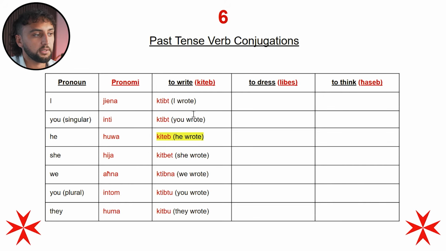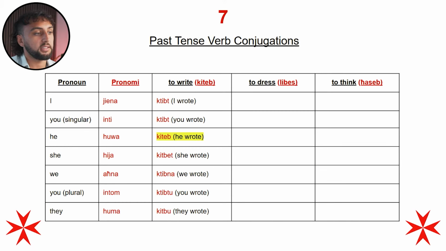Then for he wrote, it's kieteb, as we just learned. For she wrote, it's kitbet. For we wrote, it's ktibna. You wrote, if you're talking about more than one person, is ktiptu. And then they wrote is kitbu.